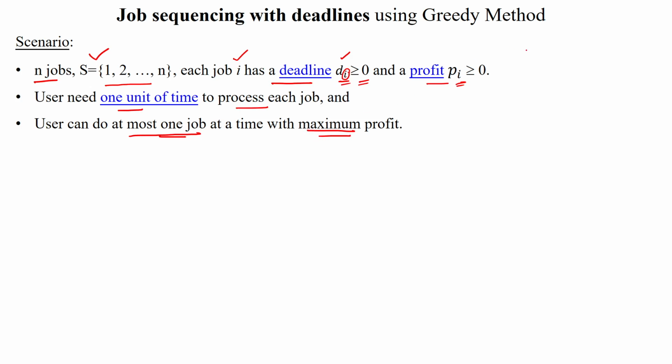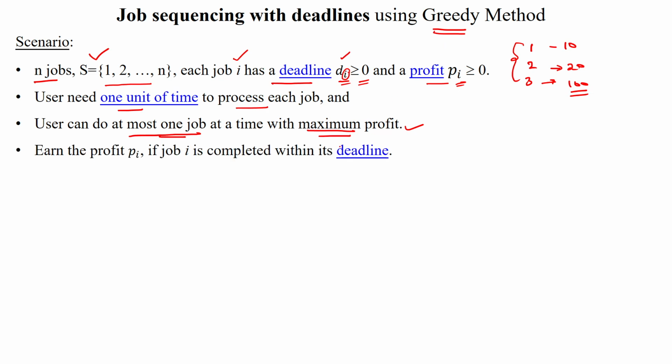For example, if I have three jobs, job 1, job 2, job 3, job 1 is having 10 units of profit. Job 2, if the person completes this job, he will earn 20 units. If he completes job 3, he will earn 100 units. So whenever these three options are there, the person will try to select the maximum profit job. That is what the greedy method is. The person is too greedy to get more profit from the given options.